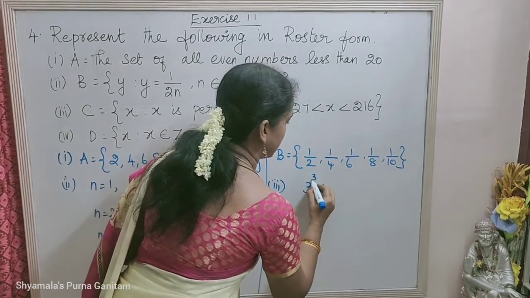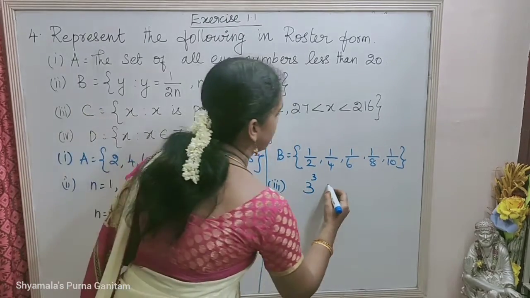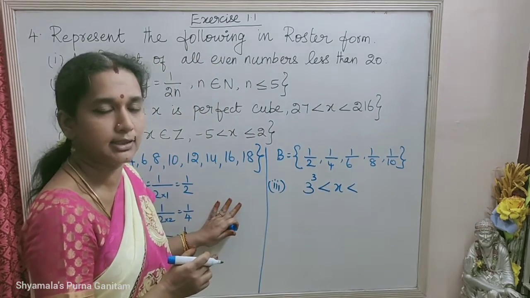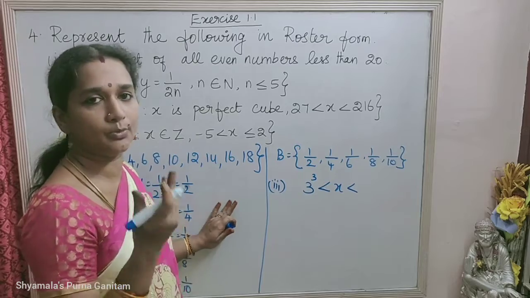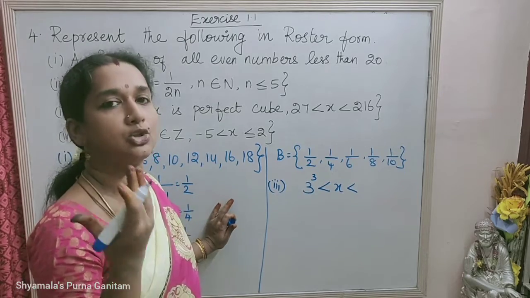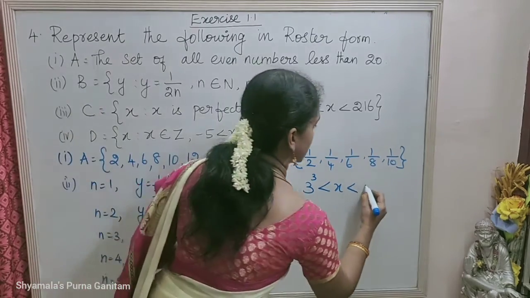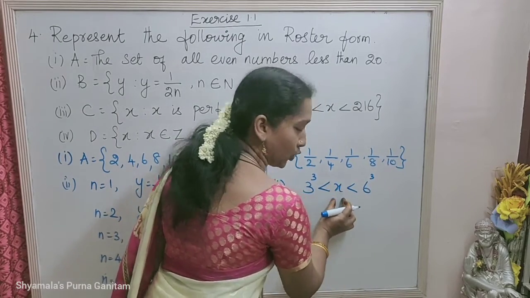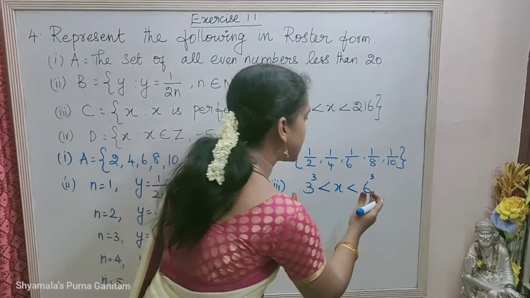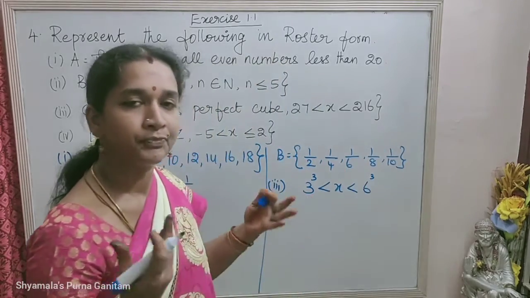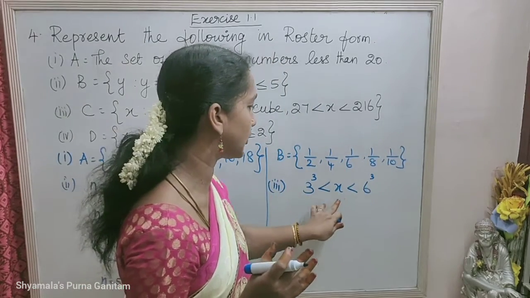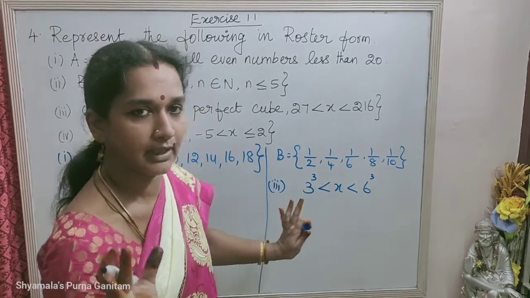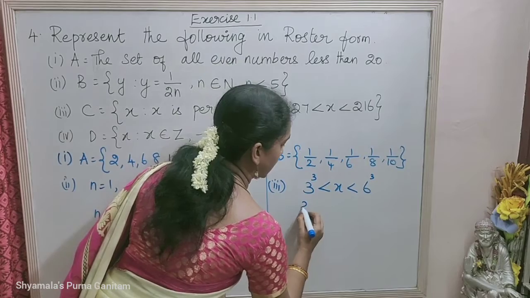In the question it is given, 27 less than x less than 216. 216 is 6 cube. 6 into 6 is 36, 36 into 6 is 216. So this is 6 cube. So you have to write that x is a perfect cube such that it is between 3 cube and 6 cube. So very simple. What will be the cube numbers between these two? 4 cube and 5 cube. That's all. So what is 4 cube and 5 cube?